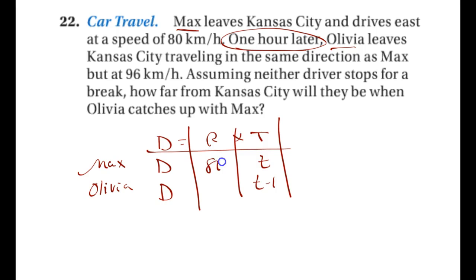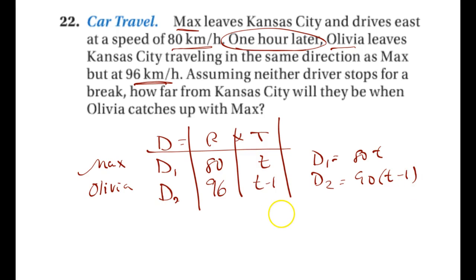But Max's rate is 80 miles an hour, or kilometers per hour, and Olivia is going much faster at 96 and will eventually catch up. And then again, D1 will equal D2. So D1 is distance equals rate times time, 80t. D2 is 96 times t minus 1. And I would set those equal to each other. Because distance 1 equals distance 2, when Olivia catches up with Max, they will have traveled the same distance. So 80t equals 96t minus 96.